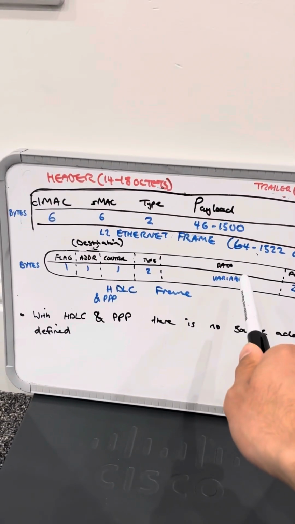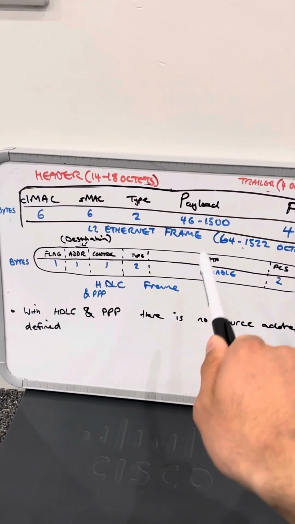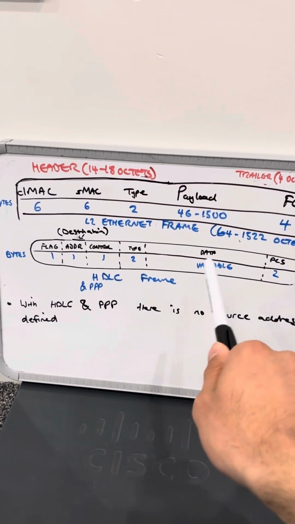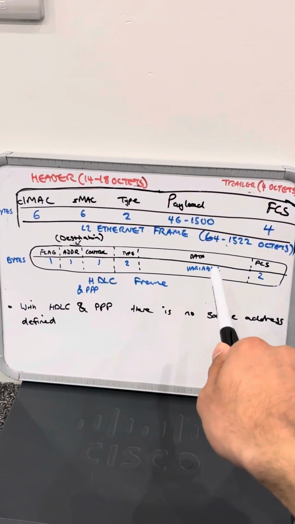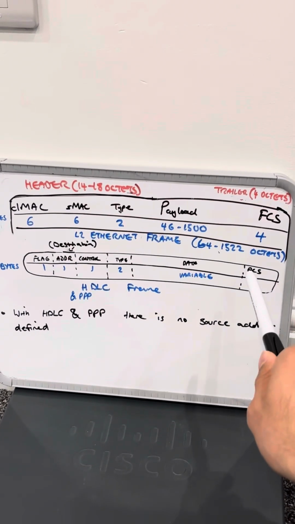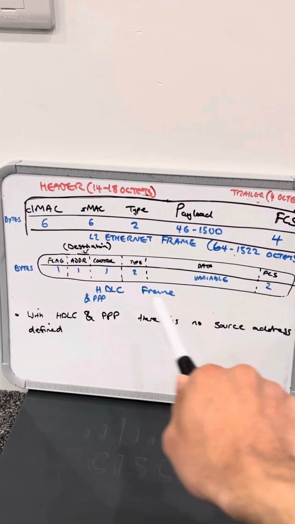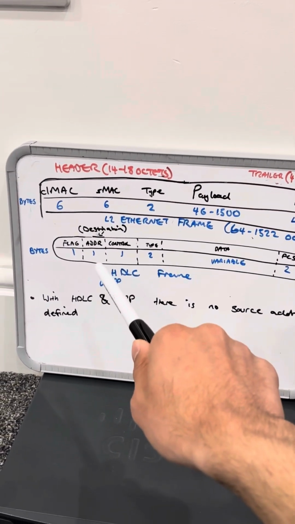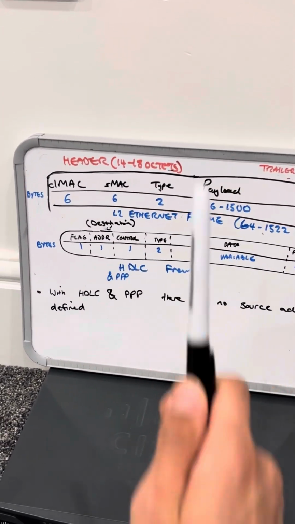And then you've got the data field, and this is variable again. It's not a specific number of bytes, it's variable. And then you finally have the frame check sequence, which is 2 bytes. So it's a bit simpler. You've not got a source MAC address like with the layer 2 Ethernet frame.